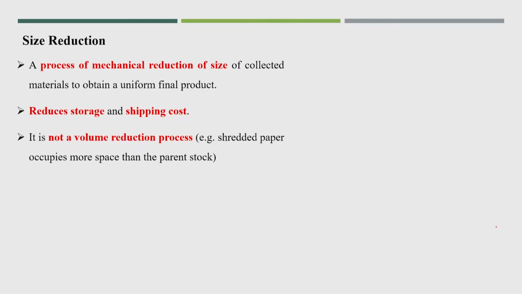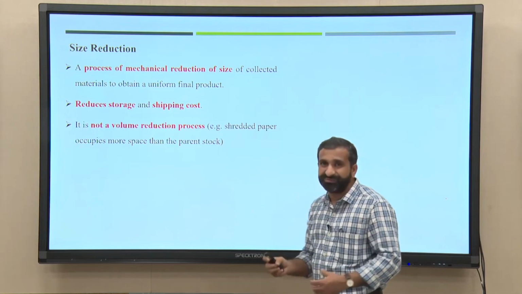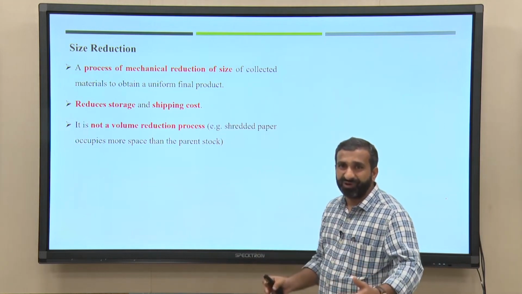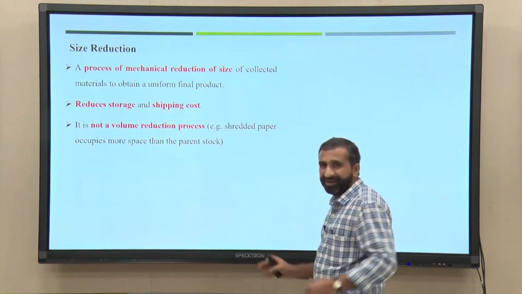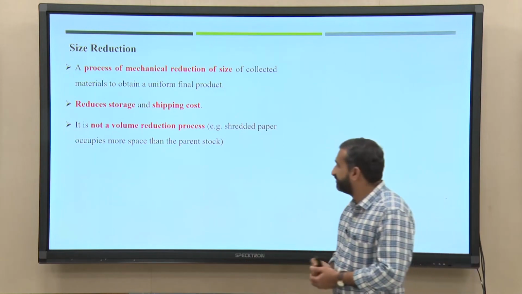As one example, shredded paper occupies more space than the parent stock. Once you shred or reduce the size of the paper, it requires more volume than the normal paper.